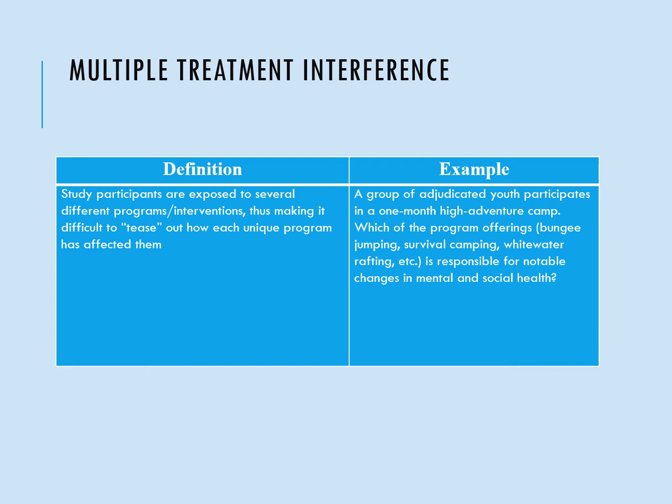So let's look at the example. A group of adjudicated youth participates in a 1-month high adventure camp. Which of the programs, bungee jumping, survival camping, or whitewater rafting, is responsible for noted changes in the mental and social health? So it's really hard to understand because number one, there's so many different things going on and they're kind of similar. It's going to be difficult to really isolate one as being the more responsible one for the changes in the mental and social health.